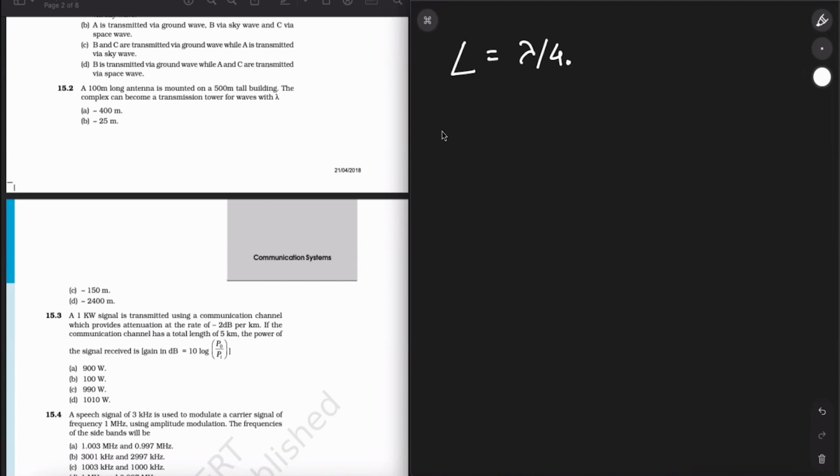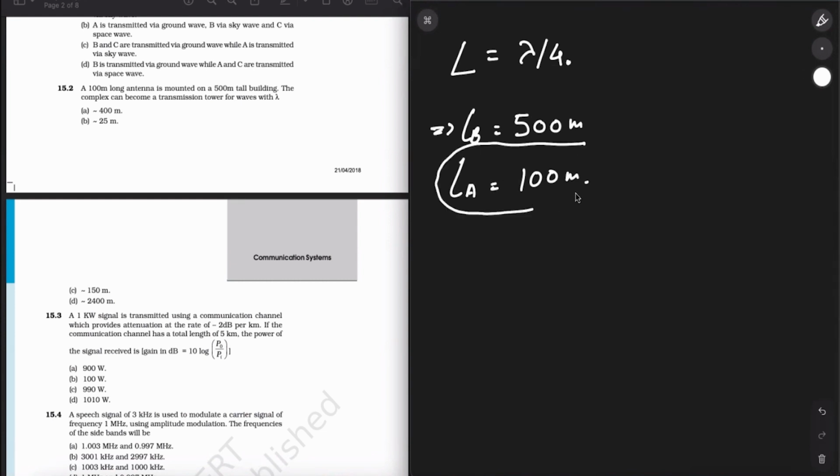So the length of the building, L of building, has been given to us as 500 meters. The length of antenna has been given to us as 100 meters. Now we know this antenna is responsible for the transmission of signals. So this length will be responsible for the transmission of the wavelength lambda. This is logical enough because no matter how high the building is, if your antenna is small, it will propagate small wavelength signals.